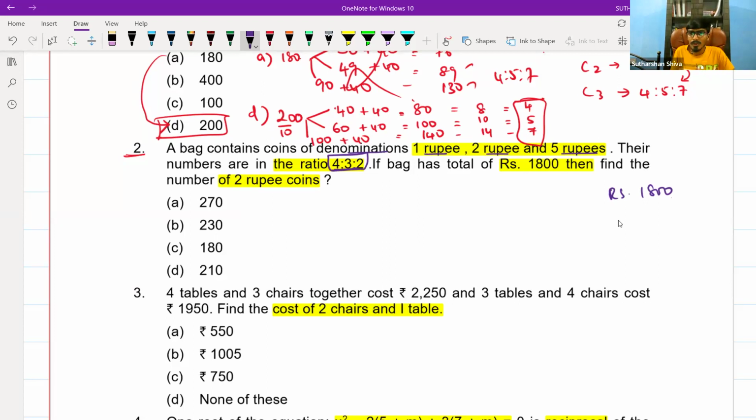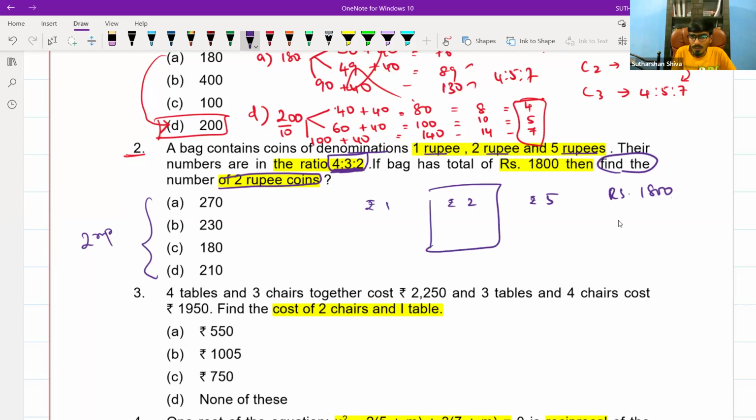What I'm going to do here also is use the option checking method. They are asking to find the number of 2 rupee coins. Whatever answer is given is with respect to the 2 rupee coin, and there is one more condition, that this ratio is given. So this is 1 rupee, this is 2 rupee, this is 5 rupee. Our condition is to find the 2 rupee coins. We will take option A. Option A is 270. They say option A is the ratio of 3, so what is it for 4? What I will do, total value is what?